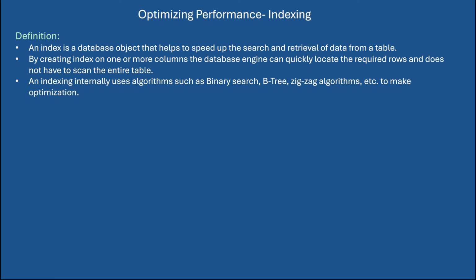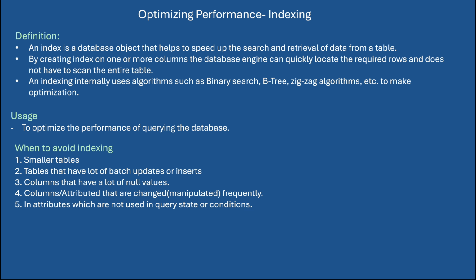An index is a database object that helps to speed up the search and retrieval of data from a table. By creating an index on one or more columns, the database engine can quickly locate and retrieve rows and does not have to scan the entire table. Indexing internally uses algorithms such as binary search, B-tree, zigzag algorithm, etc., to make optimizations based on the database engine that you are using. They could vary, but these are some common algorithms that they use.